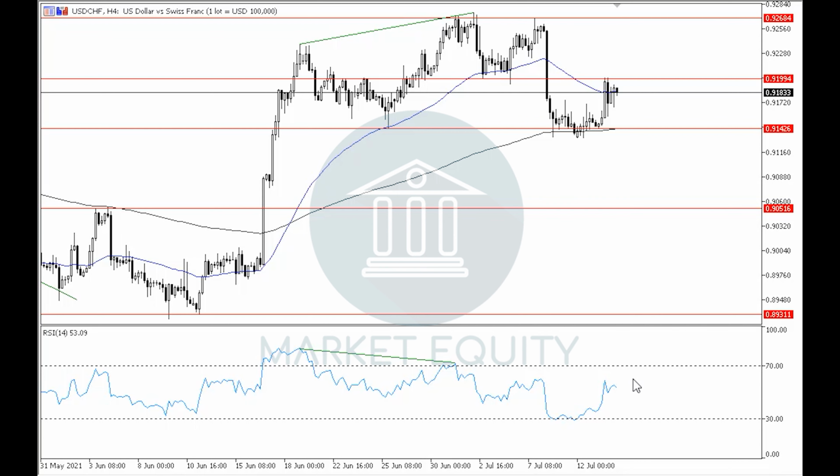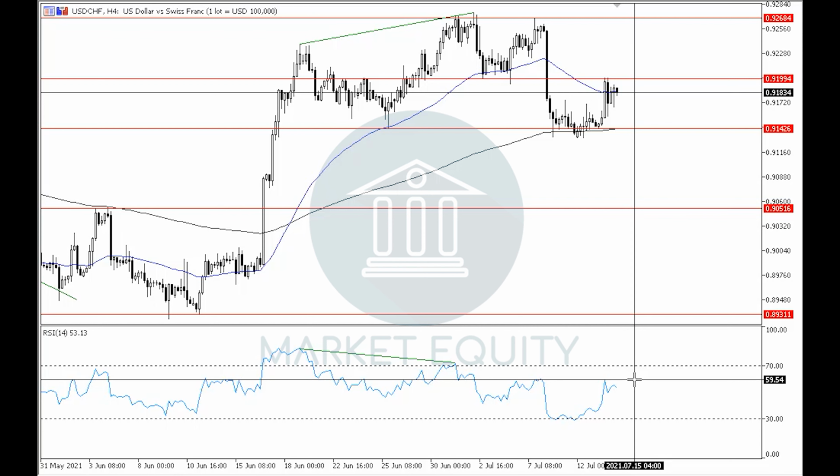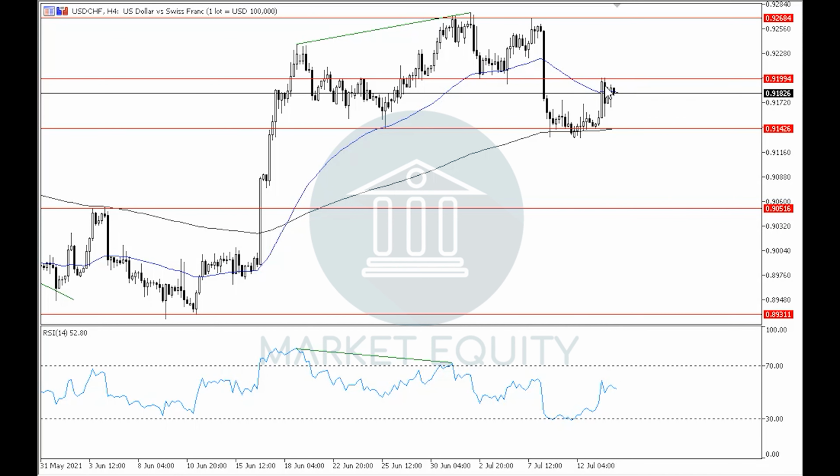If we notice the RSI indicator in the 4 hour time frame, then we can also see that by rebounding downwards off of around level 60, it supports the rebounding down off of the current levels and continuing with the downtrend. That was it for the US dollar versus the Swiss franc.